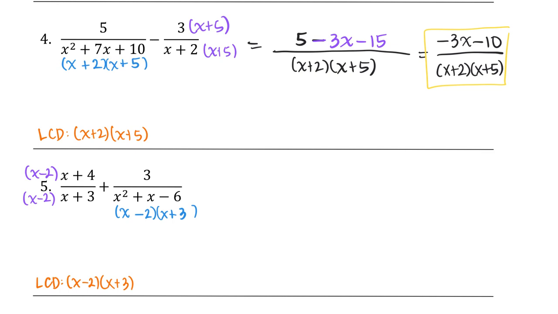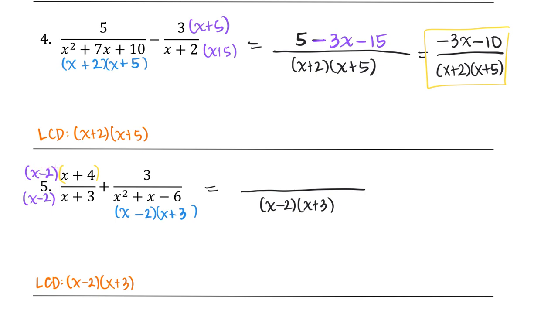The second fraction is good the way it is. Okay, let's bring over what we have. The common denominator is x minus 2, x plus 3. Now I need to do x minus 2 times x plus 4. And this is going to be a little bit of work because I need to distribute the whole thing. You can do a box on the side or you can distribute.